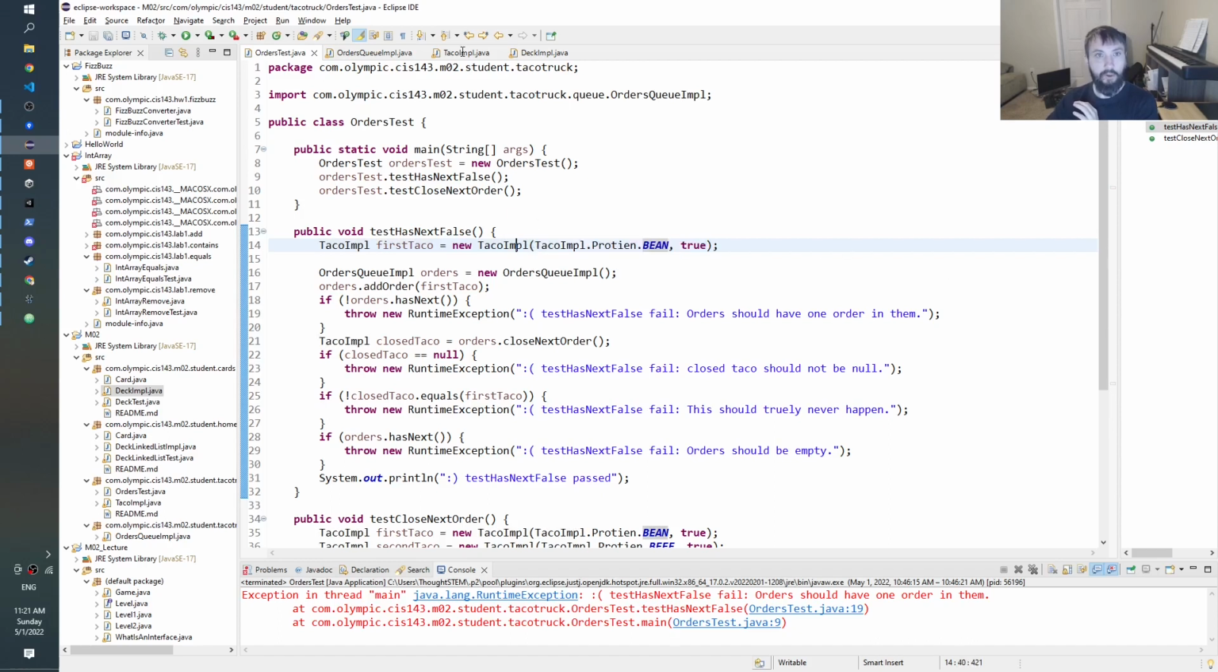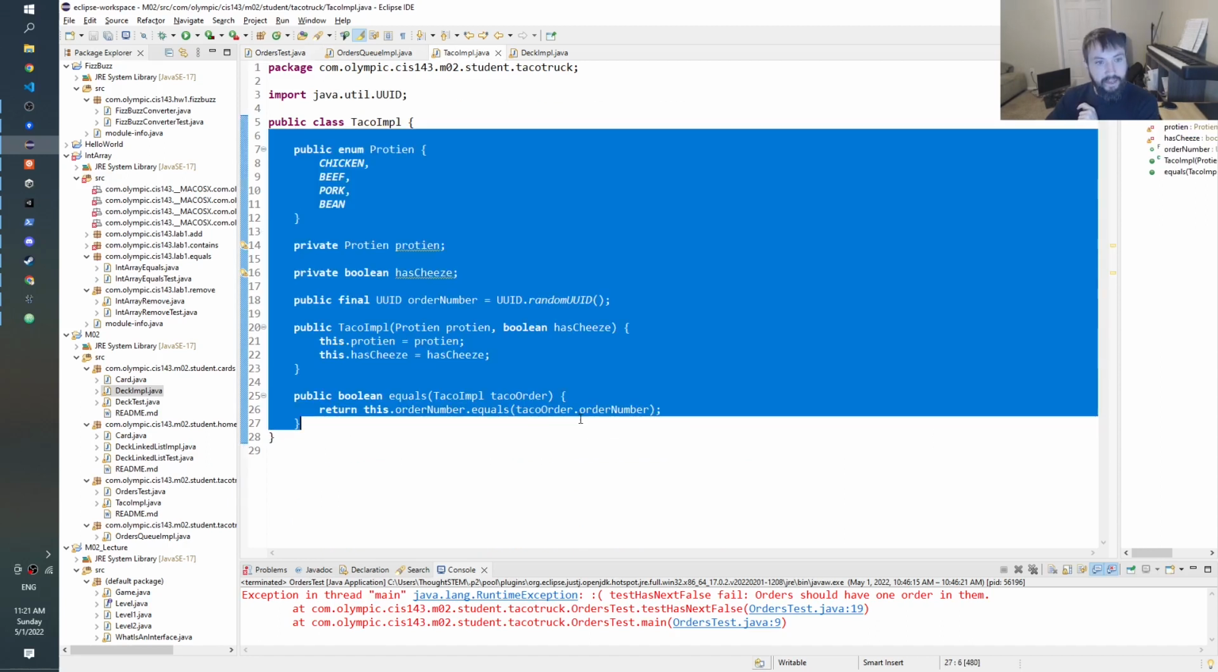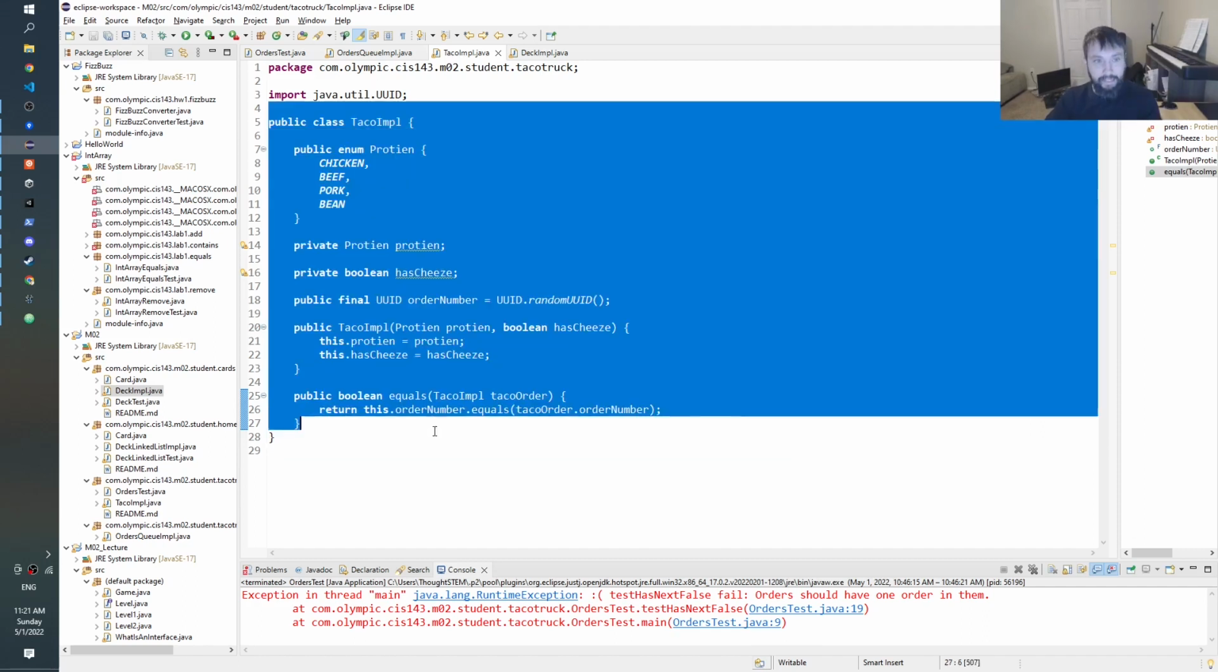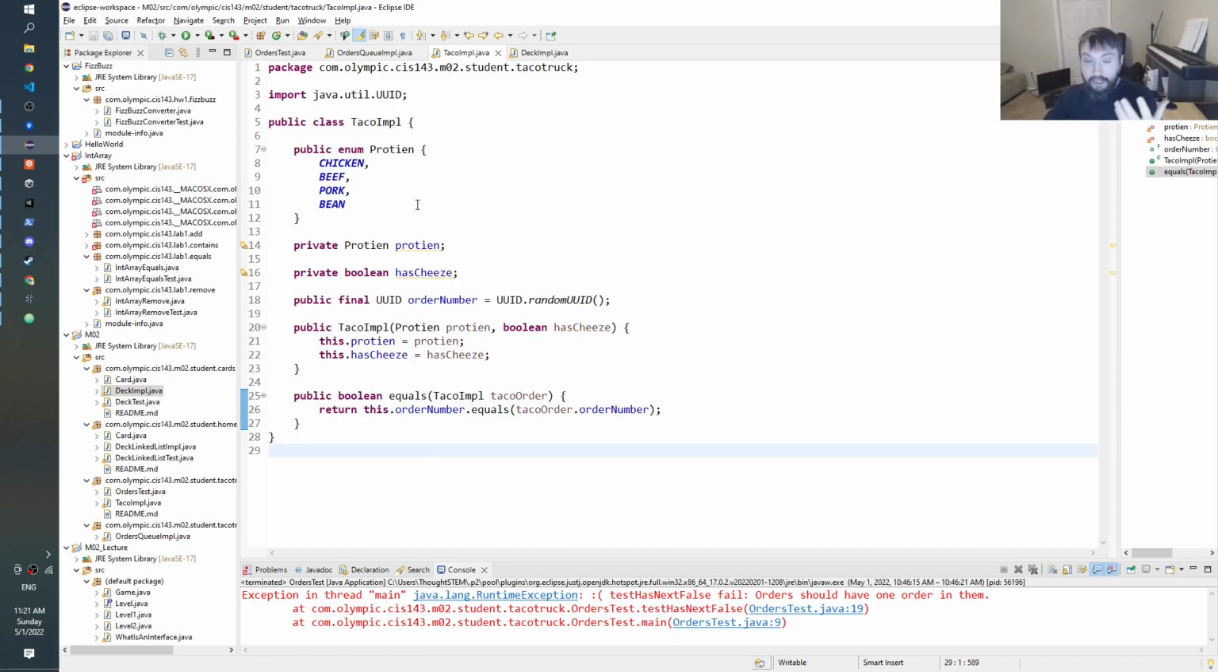And if we open up taco impl, which I have right here in this tab, we see that this class has very little algorithmic stuff in it. I don't know if you can see that, but let me try to tell you how I see this class. So I see this class as being very much a data class.